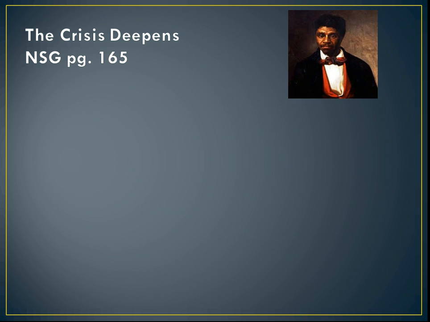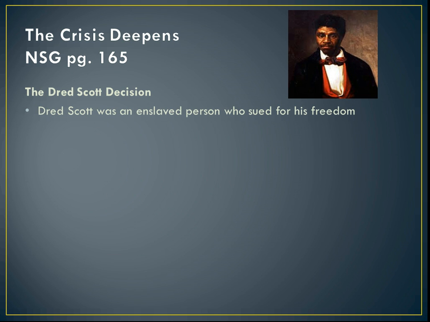The question is how did the Lincoln-Douglas debates and the John Brown raids increase the tension between North and South? So we've got more steps towards the Civil War. The first is the Dred Scott decision. Dred Scott was an enslaved person who sued for his freedom.